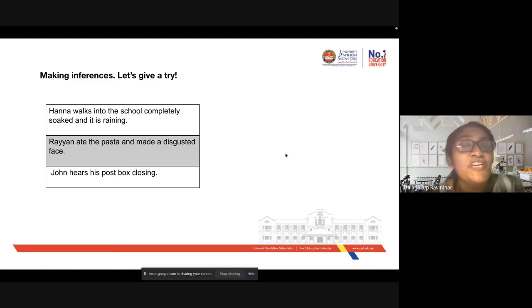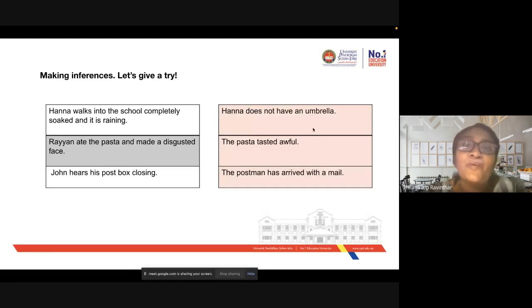Okay, so that's how we actually make inference. That means trying to understand the explanation behind the sentence. So more like inferencing, where you're trying to understand the implied meaning as well. Yeah, there you go. The postman arrived with a mail.